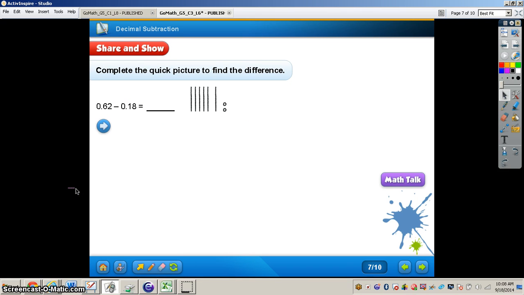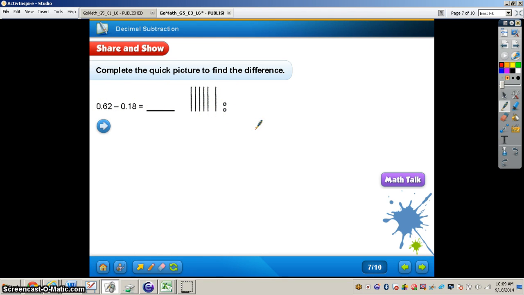Okay, now let's take a look at the share and show section on page 127. And we have 62 hundredths minus 18 hundredths. Okay, and what we are going to do is take away 18 hundredths from this 62 hundredths. Why do we know it's 62 hundredths? There are 6 lines drawn representing the tenths place and 2 circles representing the hundredths place.